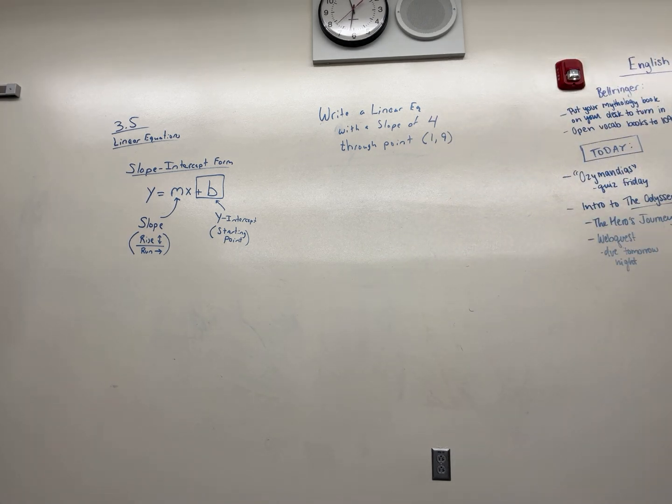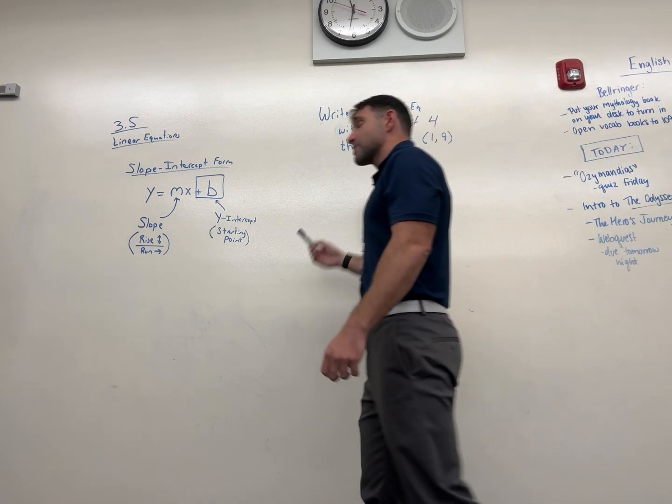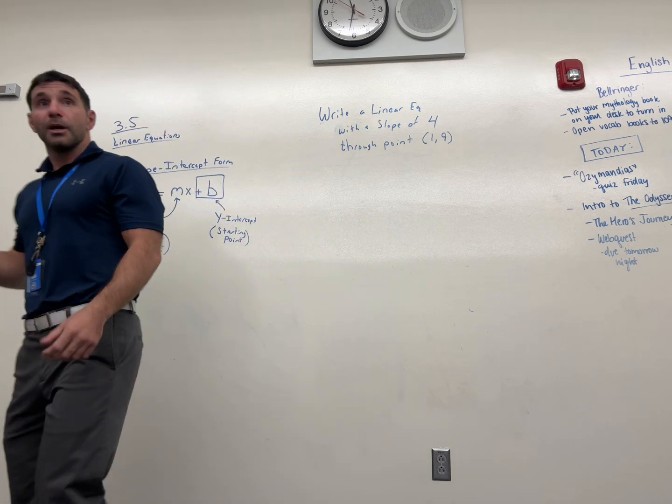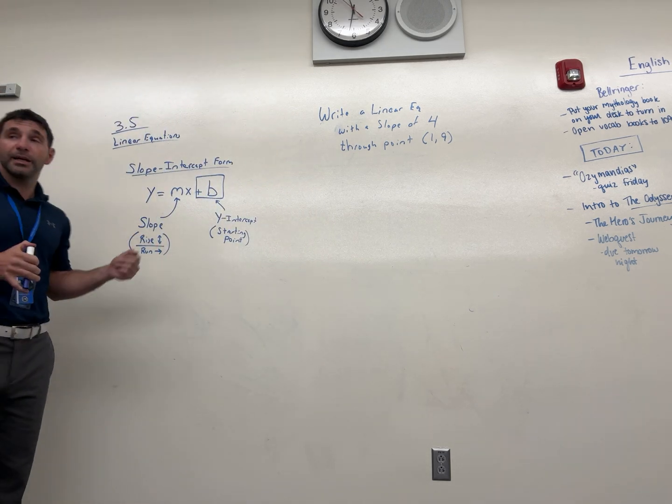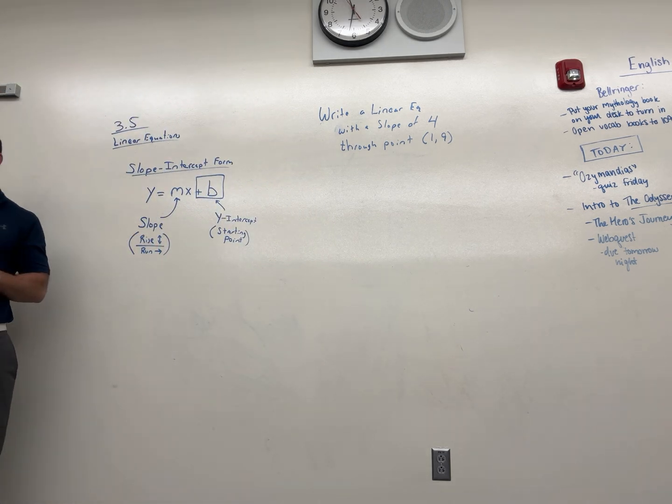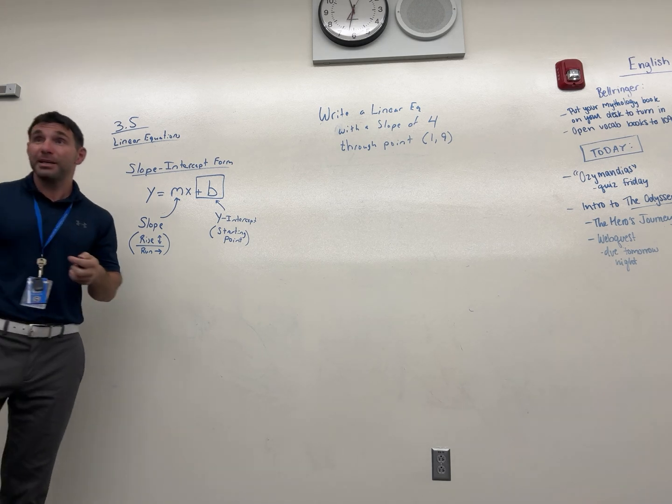So we're still writing linear equations. We've graphed. Now we're writing an equation. The only linear equation that we know is slope-intercept form: y equals mx plus b. What two things do we need for slope-intercept form? The y-intercept and the slope. We need m and b.